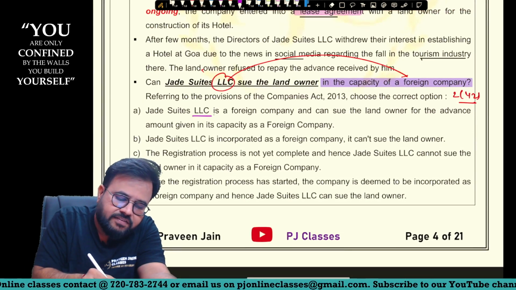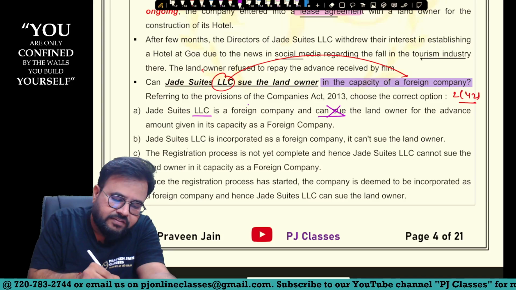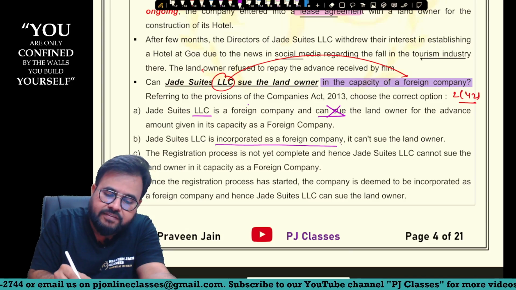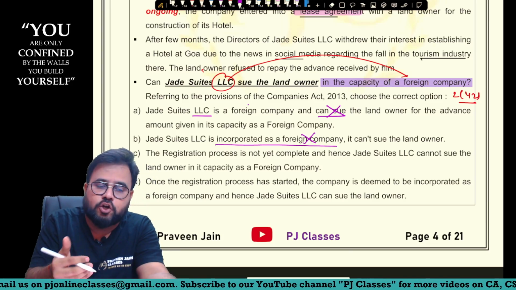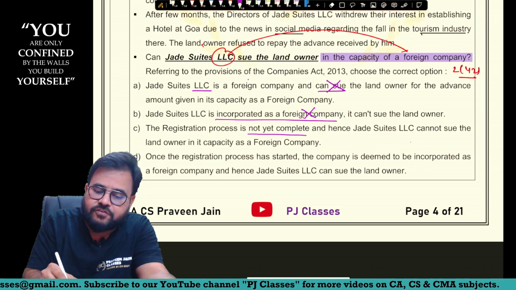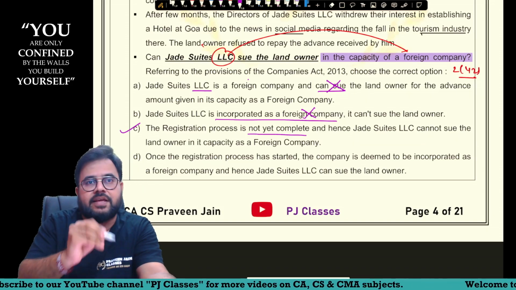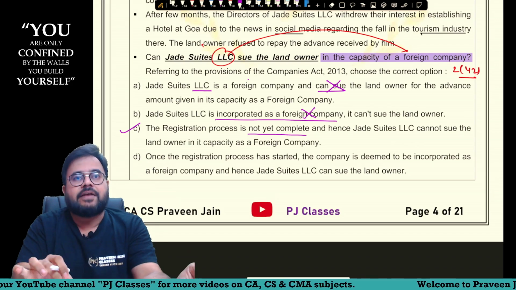Jade Suits LLC is a foreign company. Can it sue? The answer is no, they cannot sue, sir. Is Jade-Sue LLC incorporated as a foreign company? No, it is yet to be incorporated. The registration process is not yet complete, and hence Jade-Sue LLC cannot sue the landowner in its capacity as a foreign company.